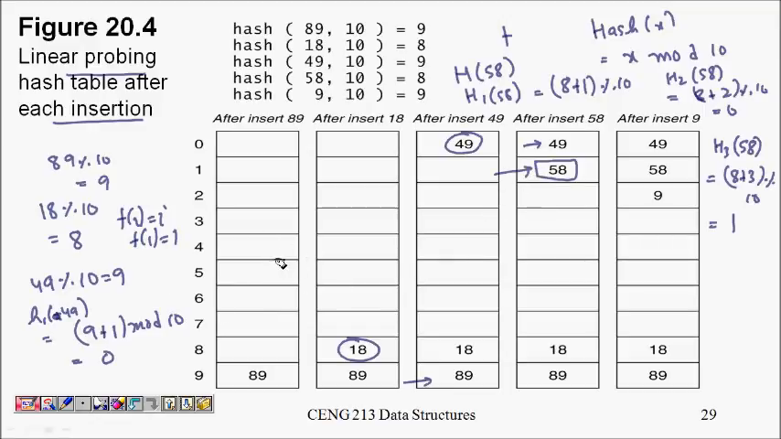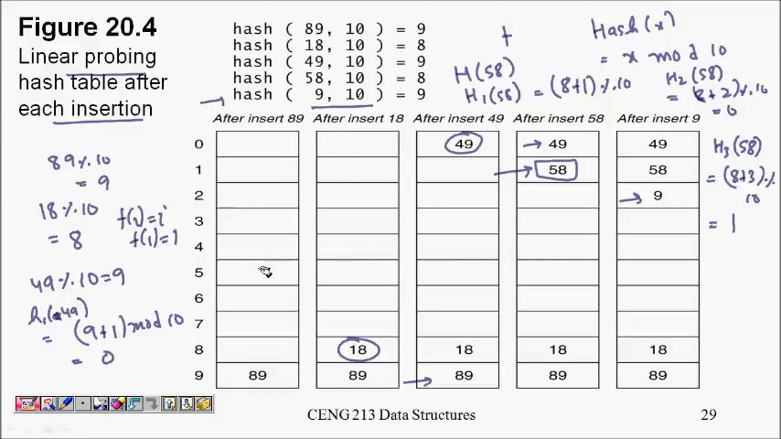And then what we try is h of 9. Again 9 modulo 10, it tries to come here, it's not available. Then it tries plus 1, it comes here, not available. Plus 2, 9 plus 2 is 11 modulo 10, so then it comes here, okay. So this is what is happening. Now you see this is linear probing.